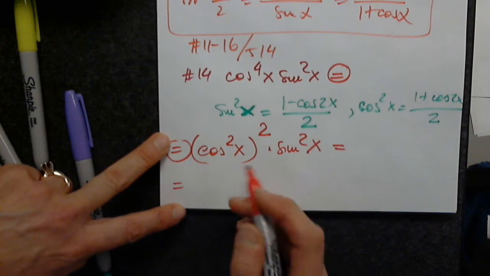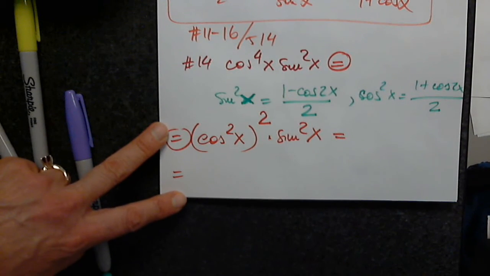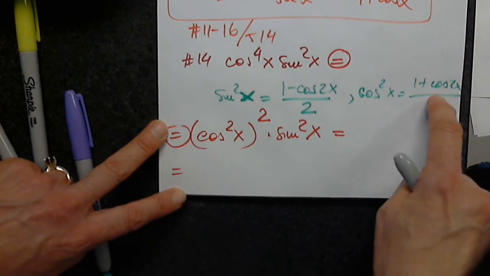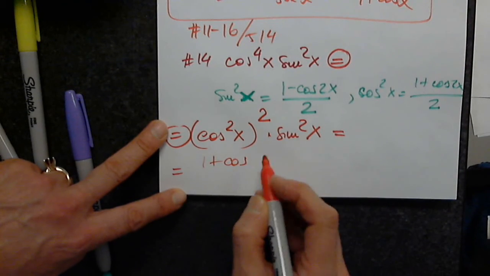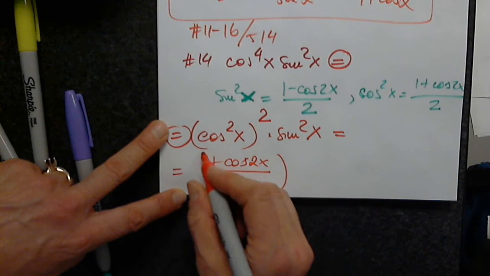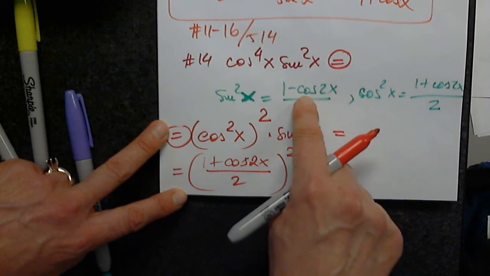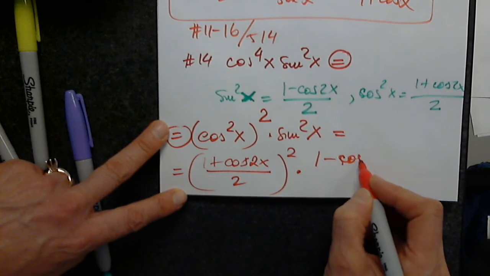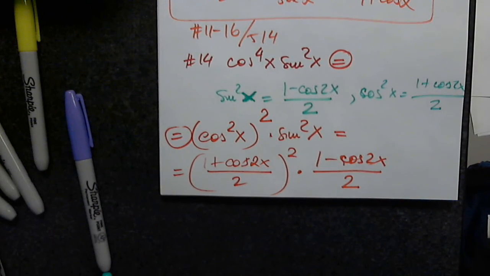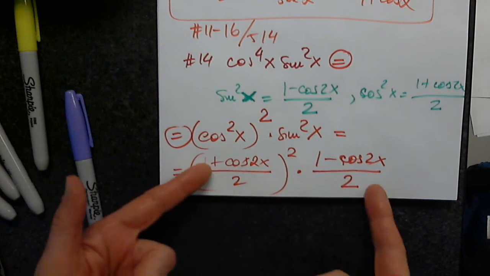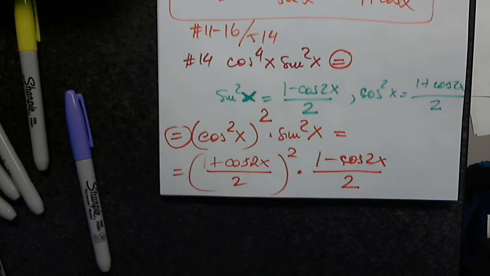Okay. Now here is where it starts getting hairy. So I replace this inside parentheses by this: 1 plus cosine twice x divided by 2, everything squared. Now I replace sine squared x by its formula: 1 minus cosine twice x divided by 2. I haven't done anything yet. I have only replaced the formulas, right? But now I have to square top and bottom, because I can't distribute. By the order of operations, I have to square first.